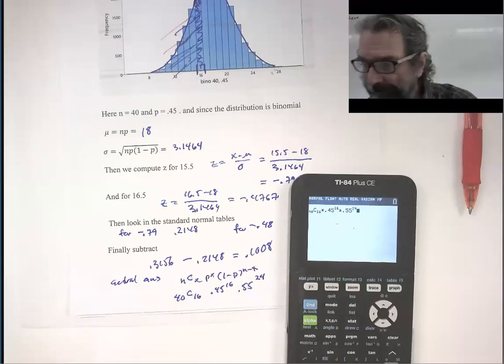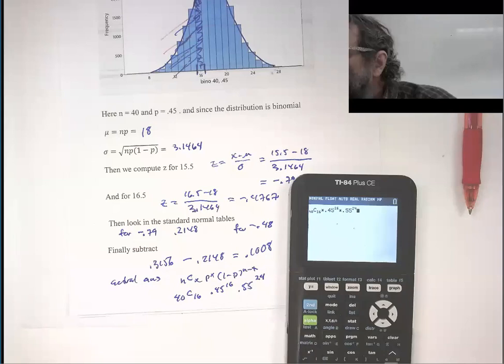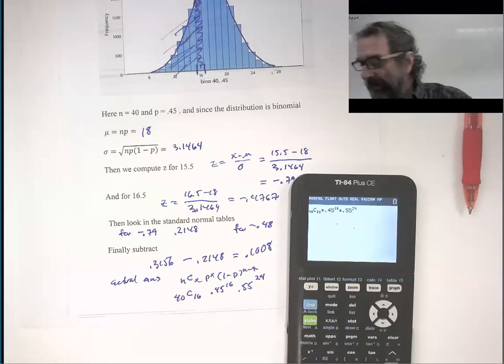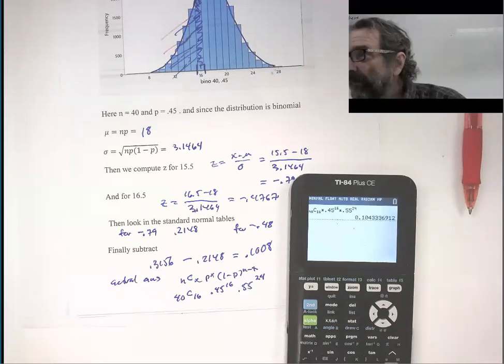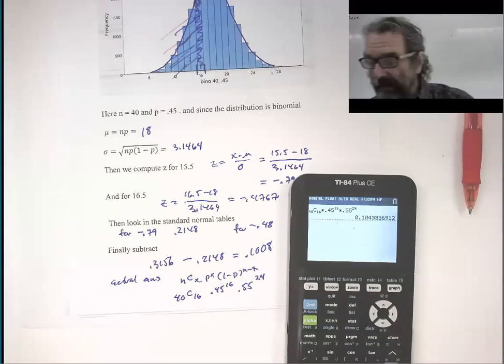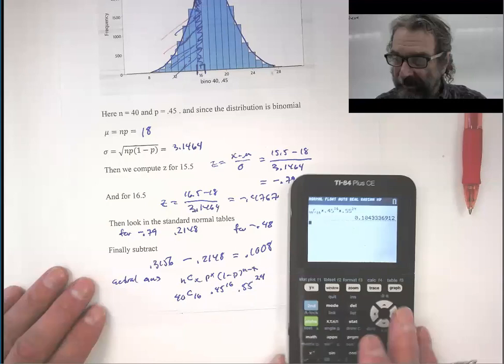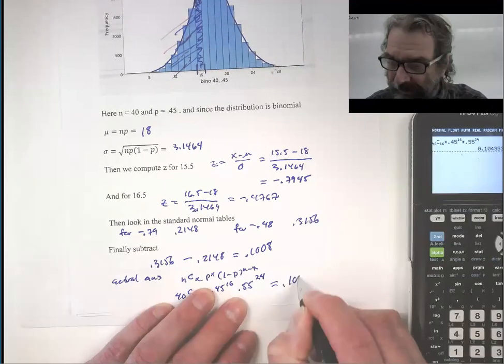So with any luck, I'm going to come up with the 104. Let's see what happens. There it is, 0.10433. Happy days. Everything worked out okay. Okay, so 0.10433.